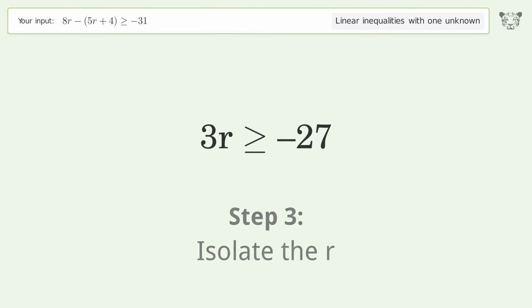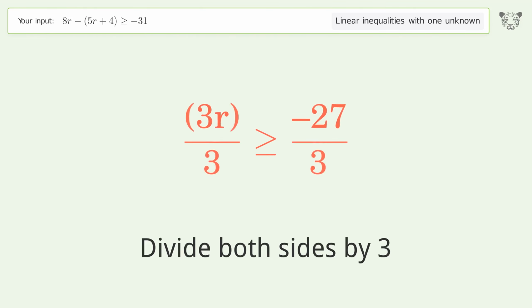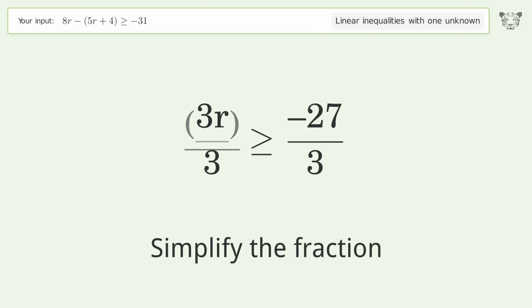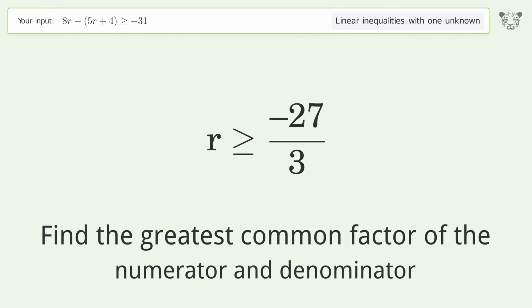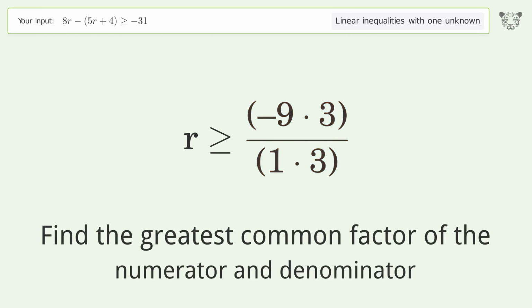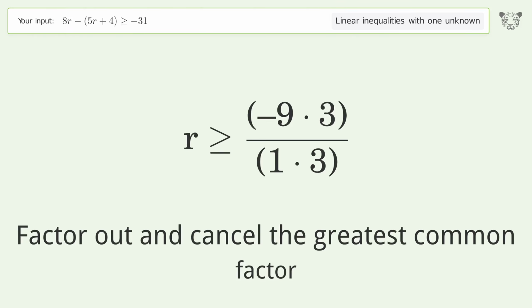Isolate the r. Divide both sides by 3. Simplify the fraction. Find the greatest common factor of the numerator and denominator. Factor out and cancel the greatest common factor.